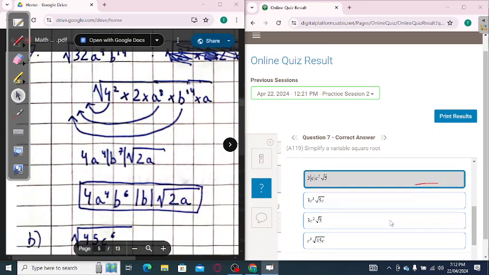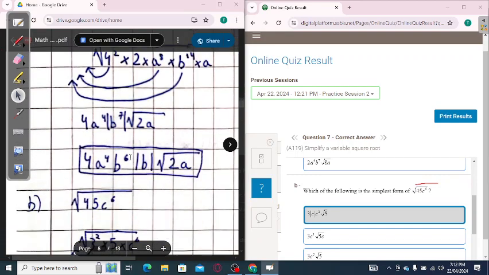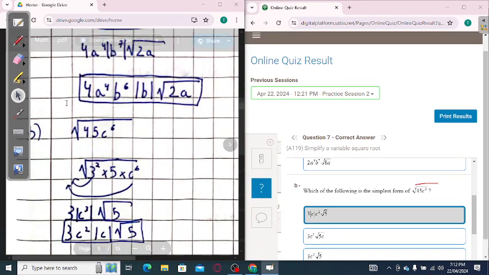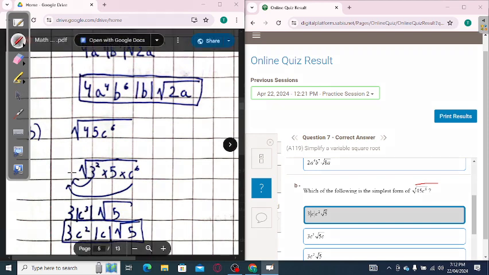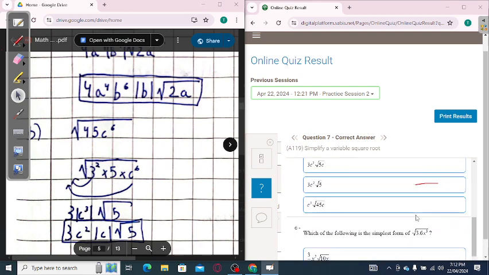Now the one that is under it, part B, is way simpler. Like that one, in my opinion, that one's the hardest one. 45 is 9 times 5 or 3 squared times 5. 3 squared goes out, so it's just 3. And then 3c cubed root 5. However, they want it in that dumb form, which is 3c squared multiplied by the absolute value of c root 5. That's your answer.